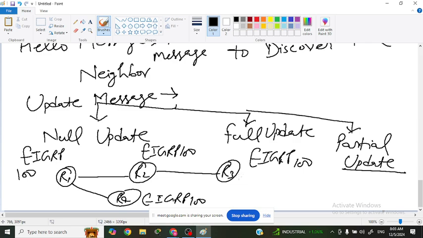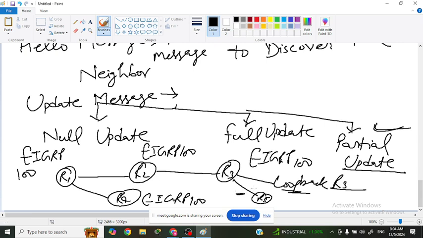Let's suppose we are adding some new prefixes. Now we are adding some loopback on R3, or we are adding some new prefixes. So what will R3 do, guys? R3 will send a partial update message to its neighbor R2, saying that this loopback and this new prefix have been added in my routing table. And R2 will advertise this to its neighbor R1, and R1 will advertise it to R4.